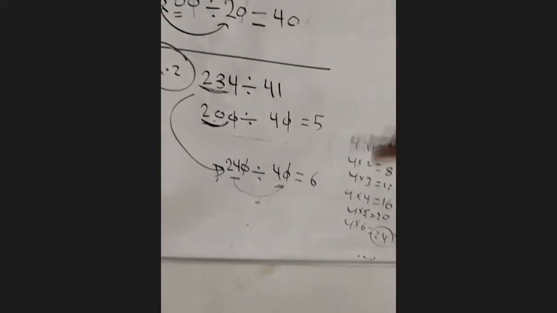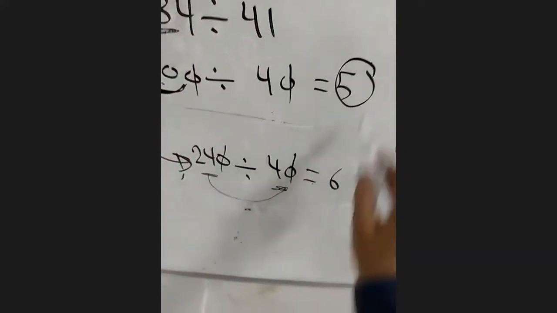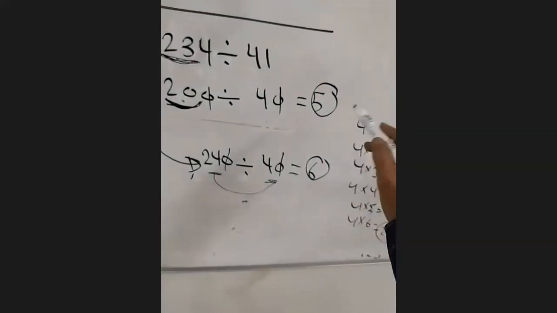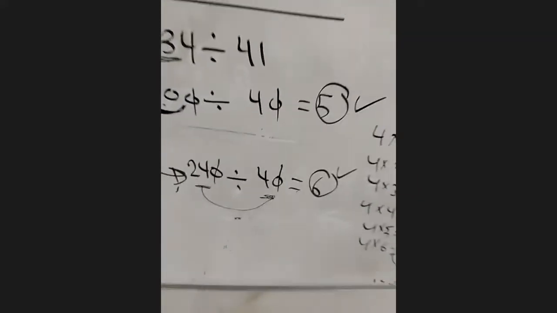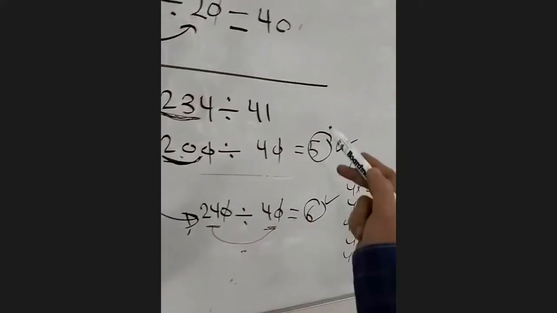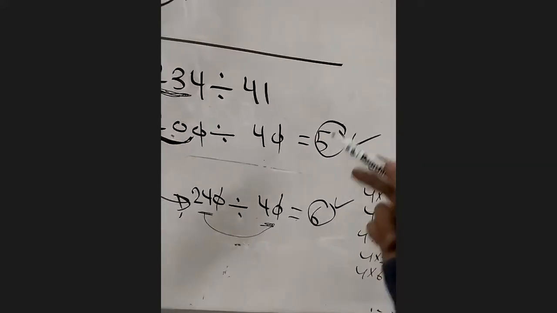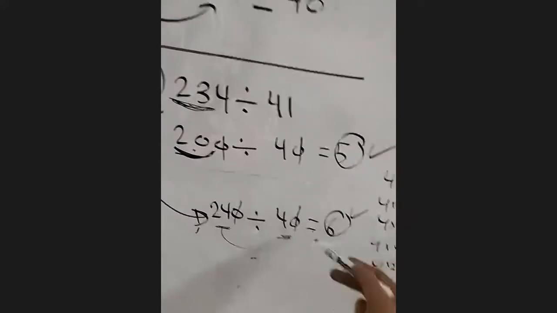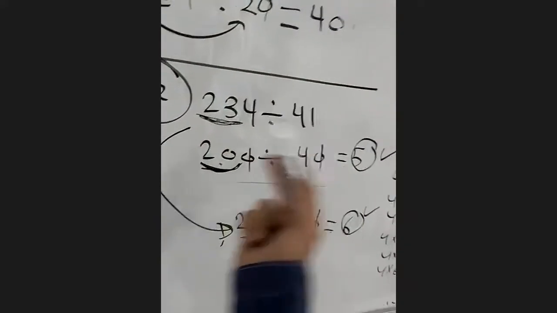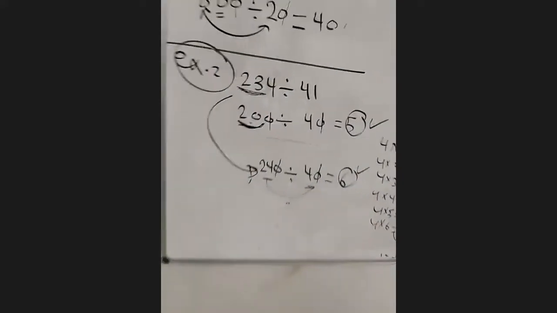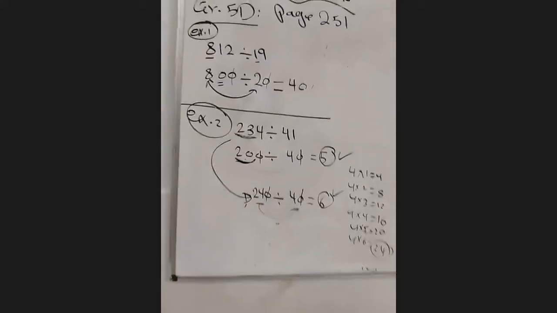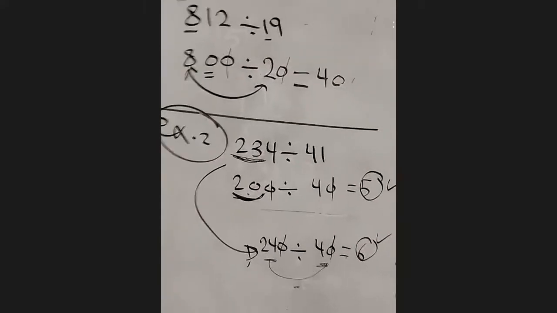Here we have 2 estimations. We have 5 and we have 6. And both are correct. If you use this way, it's correct. If you use this way, also it's correct, because both are estimations for the actual answer of the division. So it depends on the numbers, guys. It depends on the numbers we have.